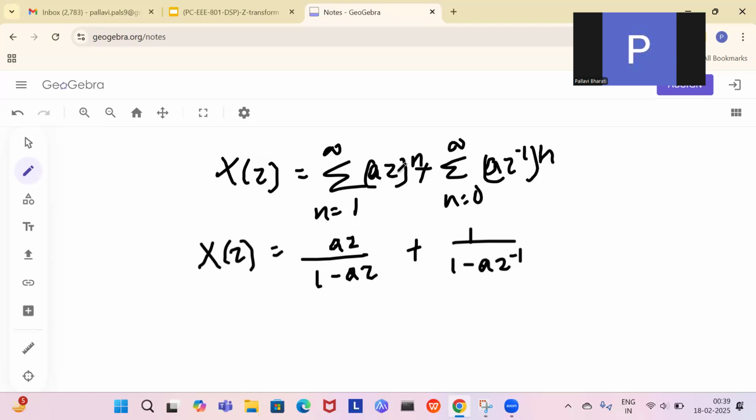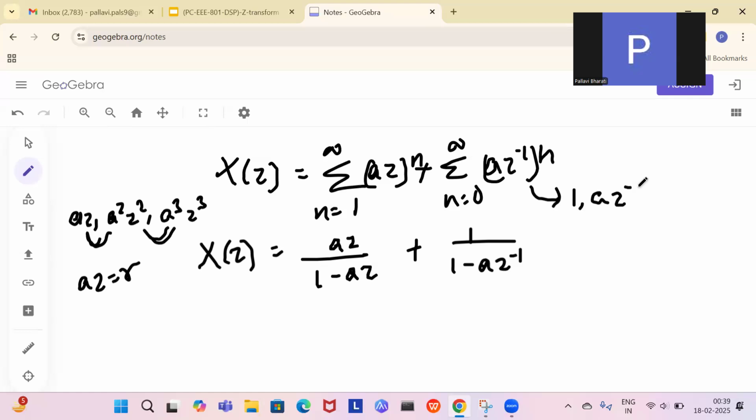az, a square z square, a cube z cube. This way it is going to be. If you take the ratio of these, you are going to get az as your common ratio. In this case, the first term is a to the power 0 z to the power 0, which is 1. The second term is a z to the power minus 1. Third term is a squared z to the power minus 2. If you divide this one by this one, you are going to get this as the common ratio.